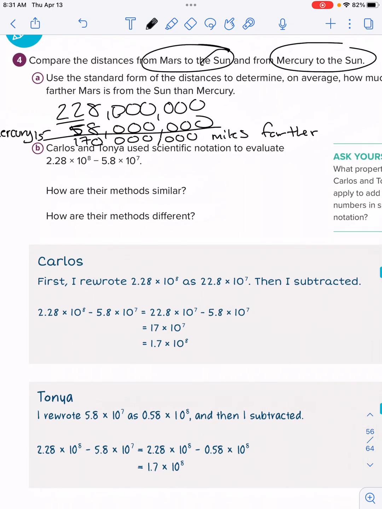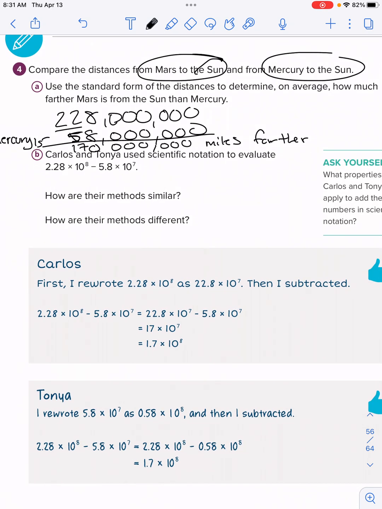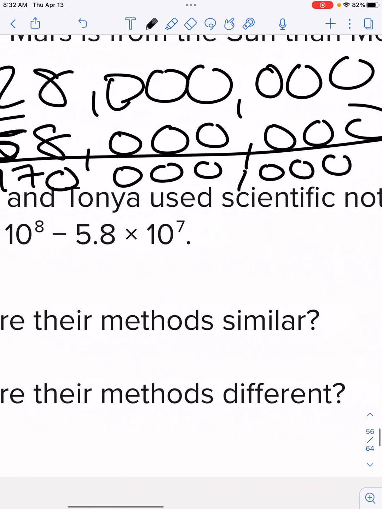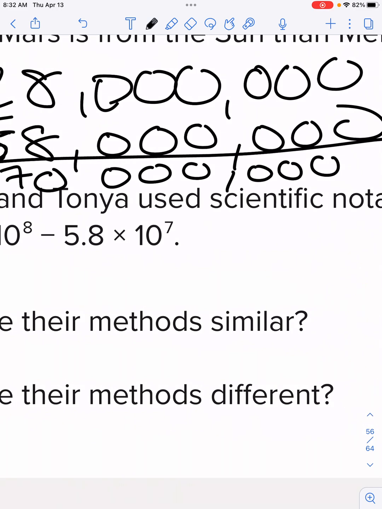Okay, so now let's look at this next problem. This is taking that problem we wrote in standard form, but for B, it says Carlos and Tanya use scientific notation to evaluate it. So instead of using 228 million, they used in scientific notation 2.28 times 10 to the 8th power. And instead of 58 million, they used 5.8 times 10 to the 7th power.